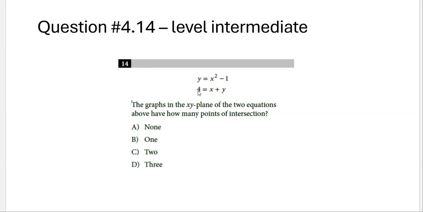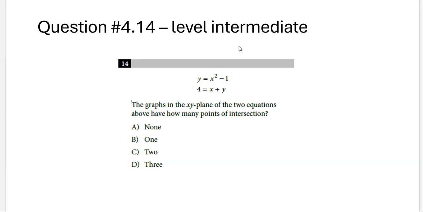They give us these two equations over here, and it says the graphs in the xy plane of the two equations above have how many points of intersection? Okay, so worst case, if you know how to use a graphing calculator, that's a prerequisite. I think on the digital SAT, they use Desmos now or something like that, but you can still graph it on Desmos. You can graph this function, graph the second function, see how many times they intersect, and you're done. So even that is level easy, in my opinion. So I really don't know why they categorize it as intermediate.